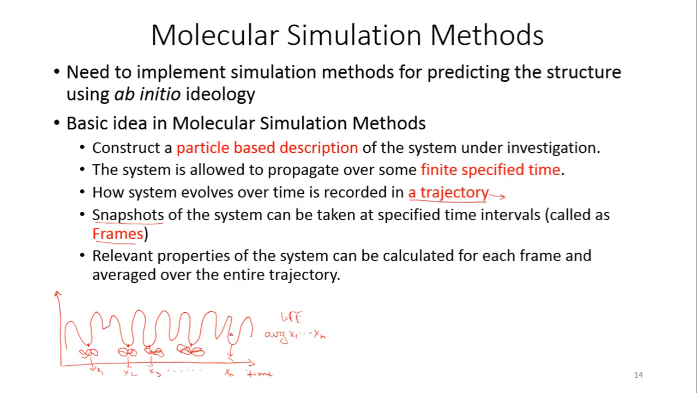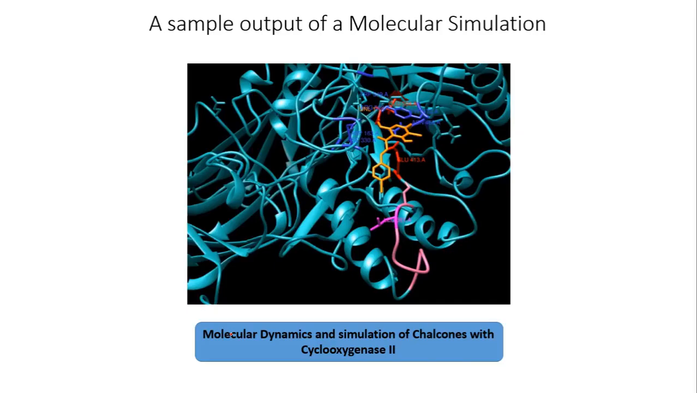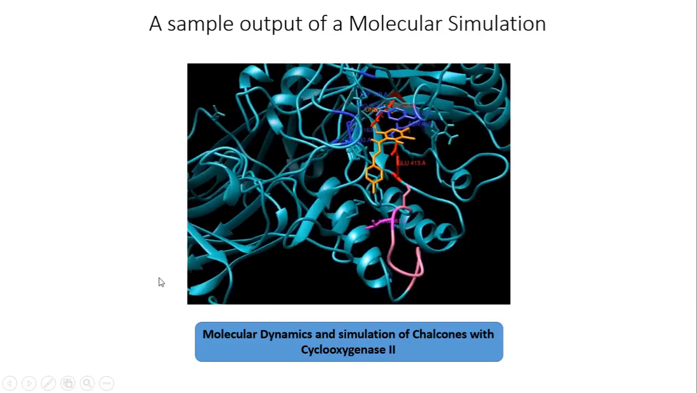This is what we do in molecular simulation. Now, this is just a sample output of a molecular simulation that one of my students has performed in her post graduation study. This molecular simulation is a molecular dynamics simulation of some chalcones with an enzyme called cyclooxygenase. Okay, so this is how you obtain the trajectory.